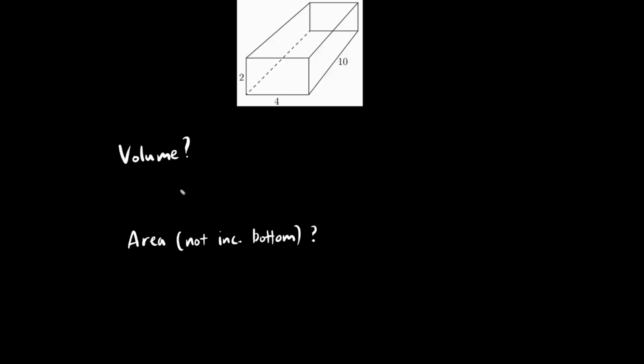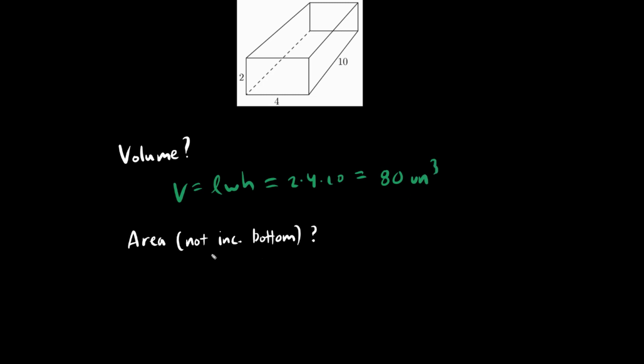Let's find the volume of this box. Volume equals length, width, height all multiplied. So we have these 3 numbers, 2 times 4 times 10, which is 8 times 10, which is 80 units cubed.